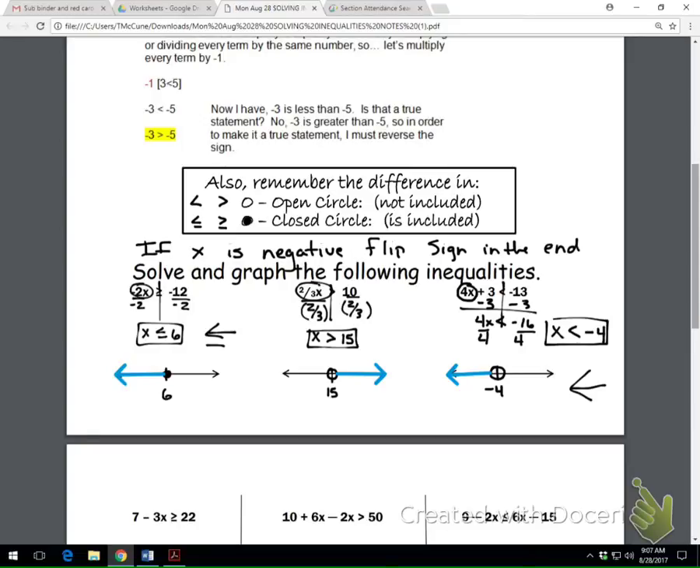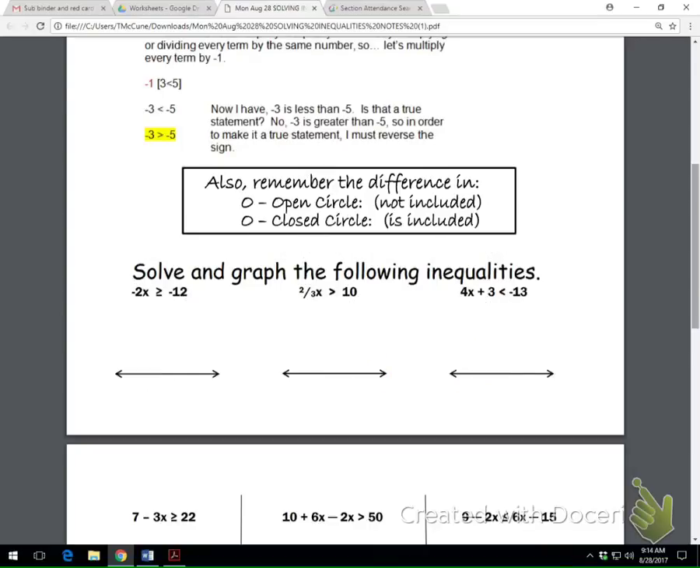Draw your line, solve for the letter, just like what I said at the top. Wait to flip your sign in the end. When do you flip your sign? Well, in the end, but when? Or why? When x is negative. Okay, so if x is negative, you flip it in the end. Okay? Alright, so let's flip the page.